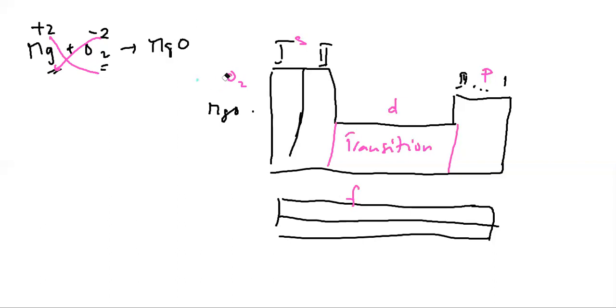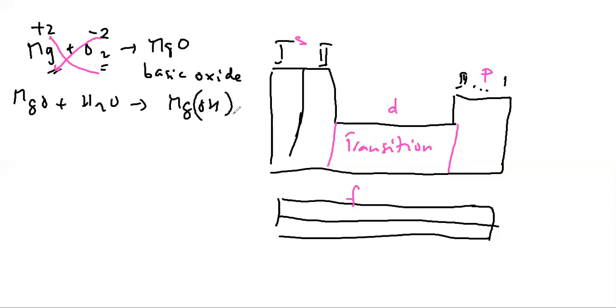We can see MgO plus water. When I add this alkaline, or basic oxide, to water, why do we call it a basic oxide? Because this is an oxide formed from the reaction between a metal and oxygen. So MgO plus H2O becomes Mg(OH)2, and this also will give hydrogen gas.